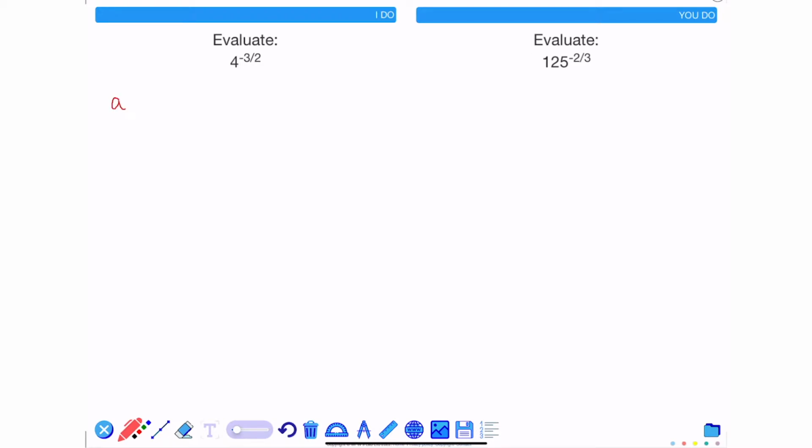If I had a number to the power of a half, this would be the same as the square root of that number. If I had a to the power of a third, this would be the same as the cube root of a.